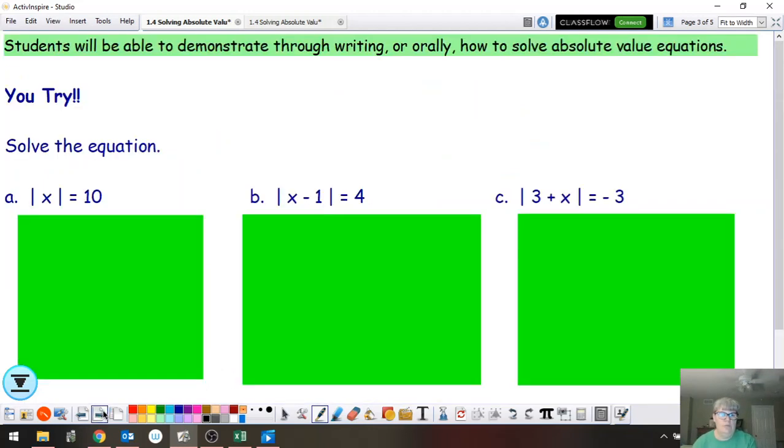So what I would like you to do now is solve these three equations.